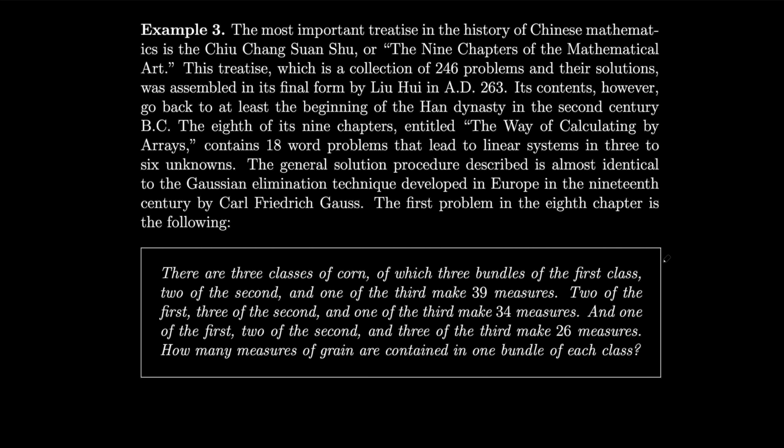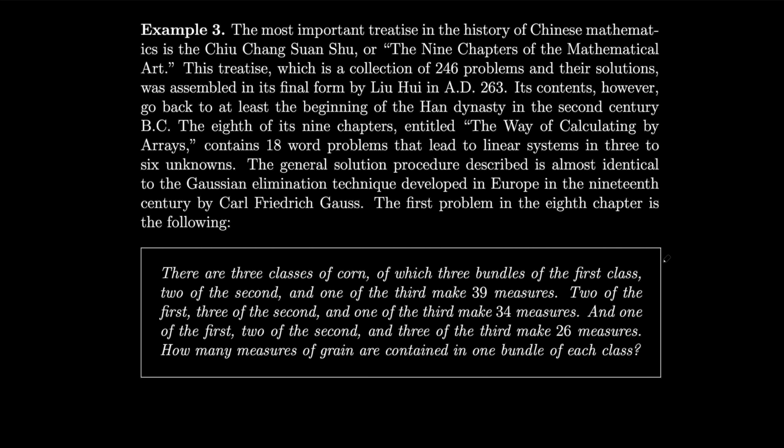The 8th of its 9 chapters, entitled The Way of Calculating by Arrays, contains 18 word problems that lead to linear systems in 3 to 6 unknowns. The general solution procedure described is almost identical to the Gaussian elimination technique developed in Europe in the 19th century by Carl Friedrich Gauss. The first problem in the 8th chapter is the following.